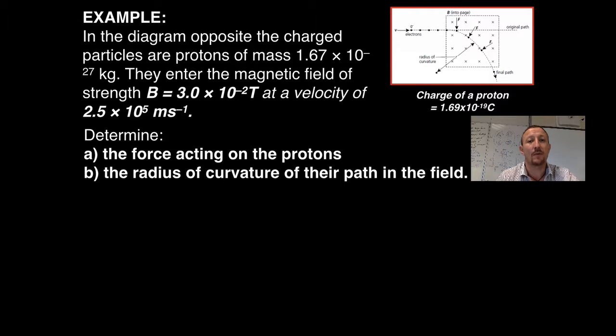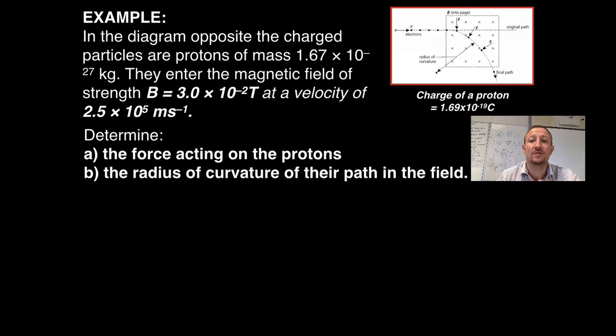It says in the diagram opposite, the charged particles are protons of mass 1.67 times 10 to the negative 27 kilograms. They enter a magnetic field of strength 3 times 10 to the negative 2 Tesla at a velocity of 2.5 times 10 to the 5 meters per second. We've got to determine the force acting on the protons and the radius of curvature of their path in the field. So what is it? How is it deflected?